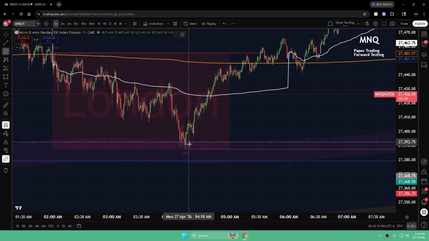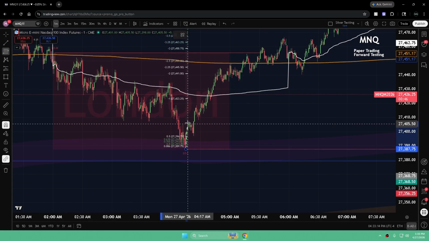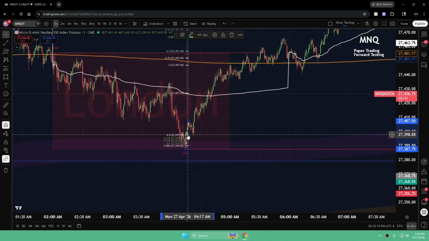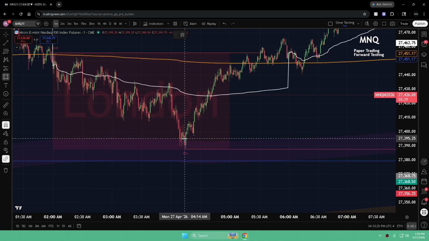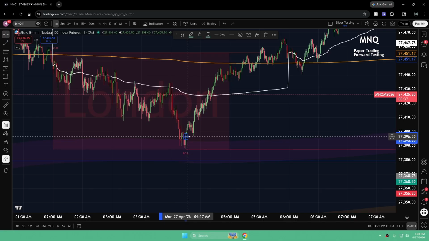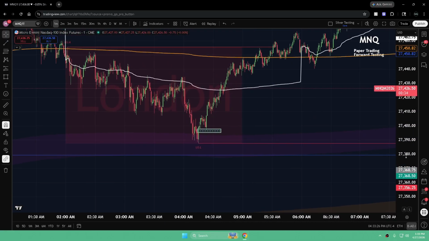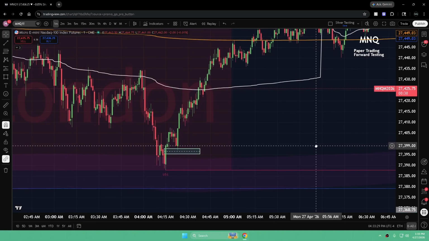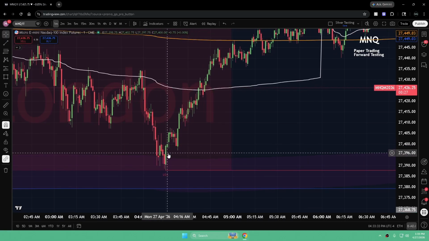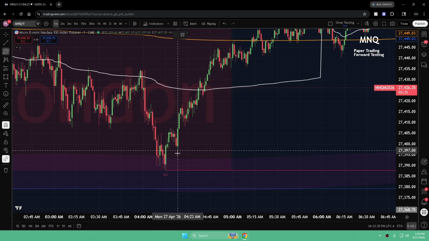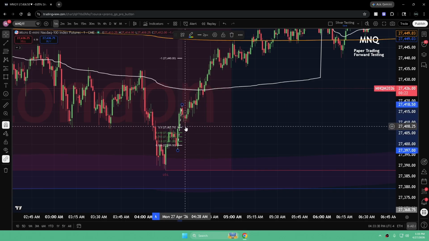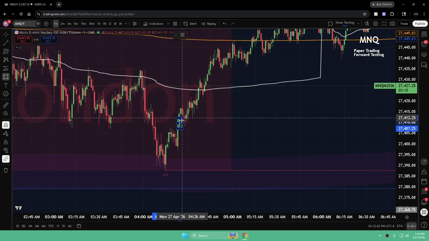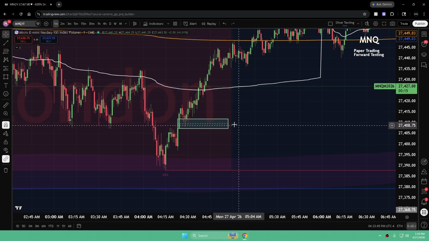You could have gotten OTE right here, wick to wick, and gotten off 0.5, or not OTE, a consequent encroachment of this 1 minute, right? If you wanted more confirmation, you could have waited, seen that respected this, pushed up, and then you could have gotten off this fair value gap right here instead, from here to here. Could have gotten there.